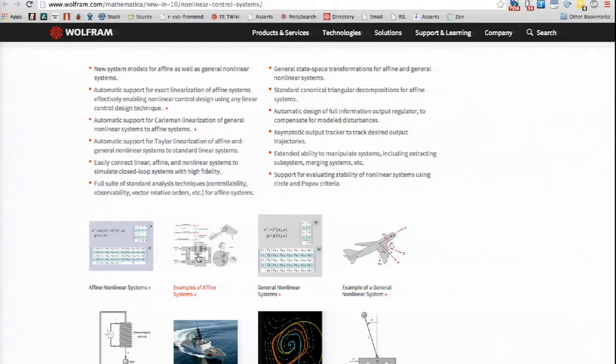Like, for instance, you want to control a satellite and you have satellite thrusters. It's a highly nonlinear system, and it pays off to actually have a good controller. You want to go through the extra work in getting this level of performance out of it compared to classical standard linear control theory. We can do it. It's uniquely doable in a system like Mathematica.